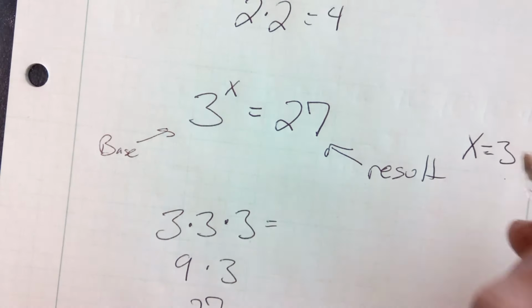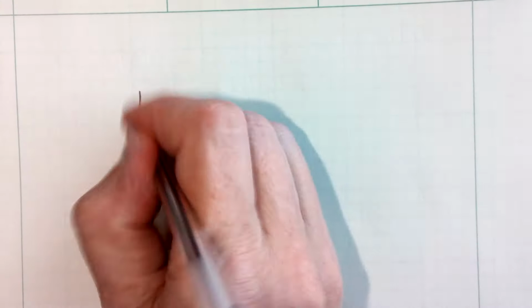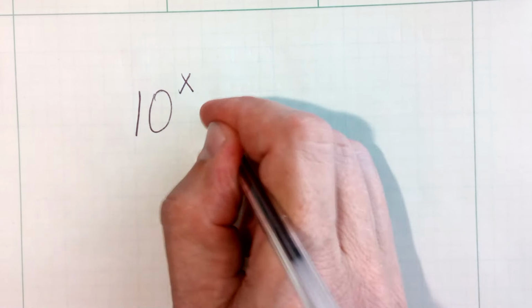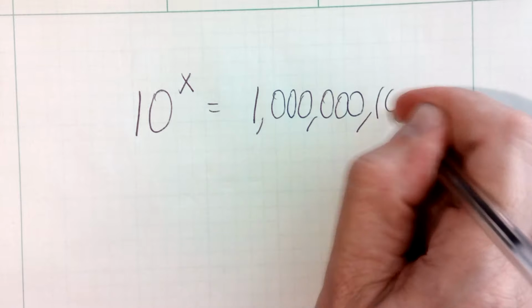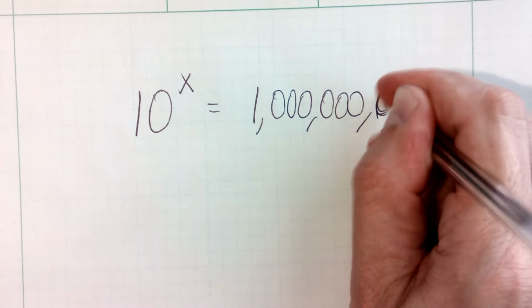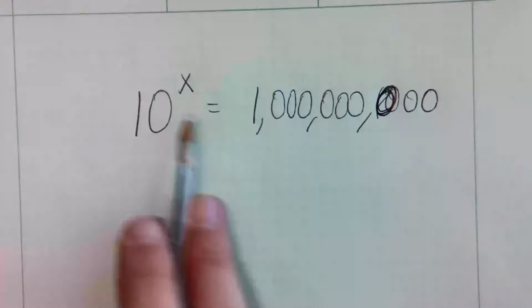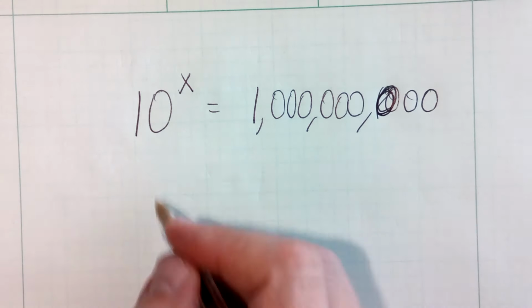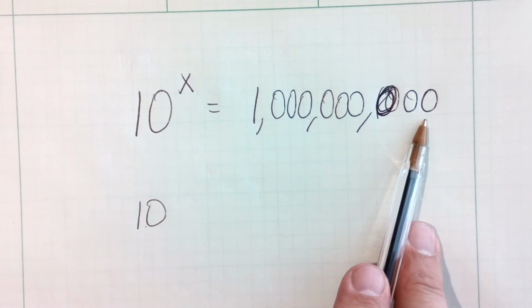Now, a lot of times when we do these simple exponential equations, it's by powers of 10. It's basically this: 10 to the x is equal to, whoops, that's supposed to be a 0, say, 1 billion. Well, how many times would I have to take 10 and multiply it by itself to get to 1 billion?